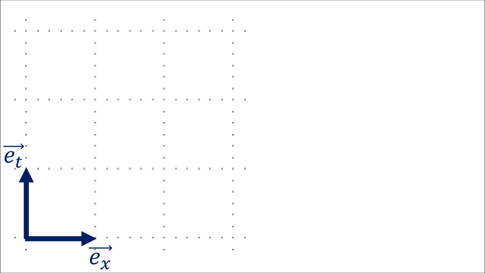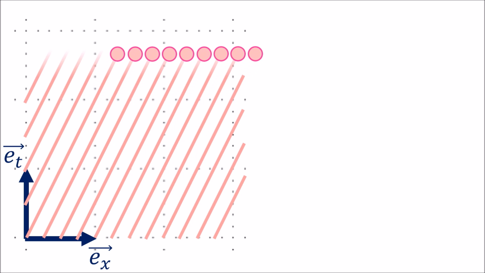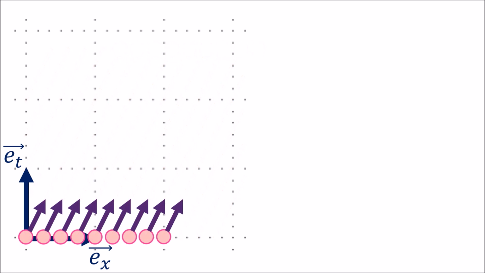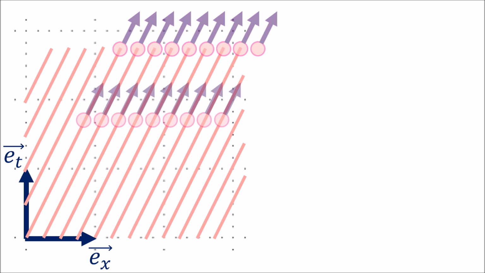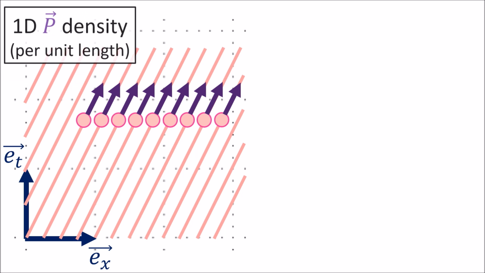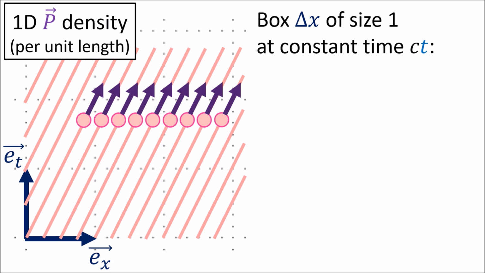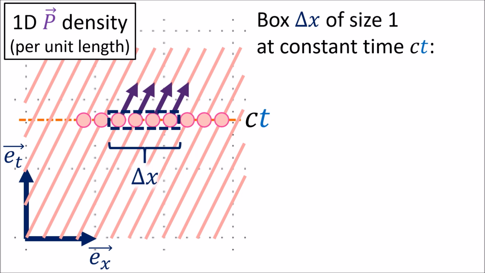Let's go back to our 2D spacetime diagram for time and x, with particles moving in the positive x direction. Each of these particles has their own 4 momentum vector that they are carrying with them. Let's look at the one-dimensional 4 momentum density, which is the amount of 4 momentum at a constant time, ct, per unit length delta x.